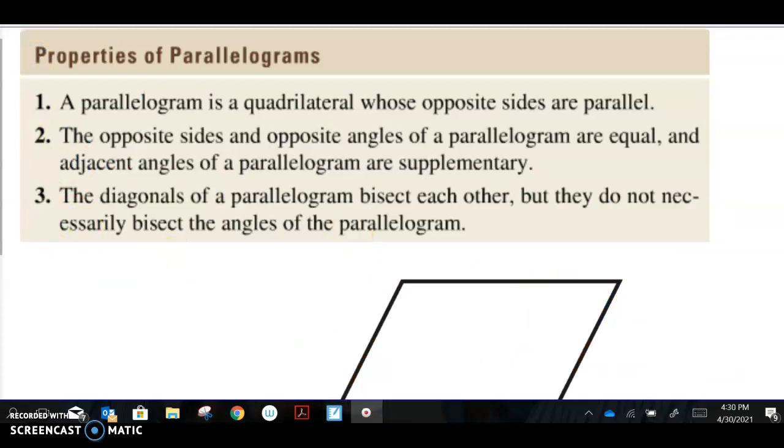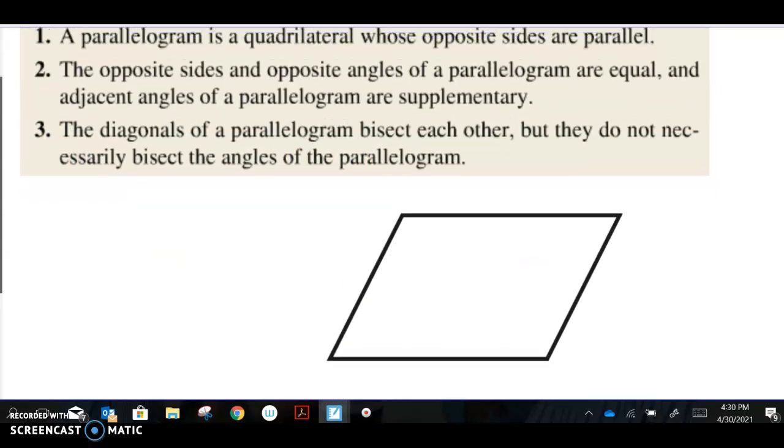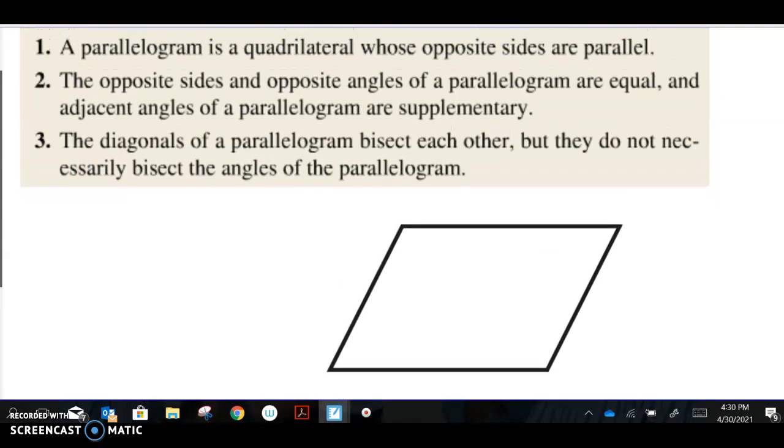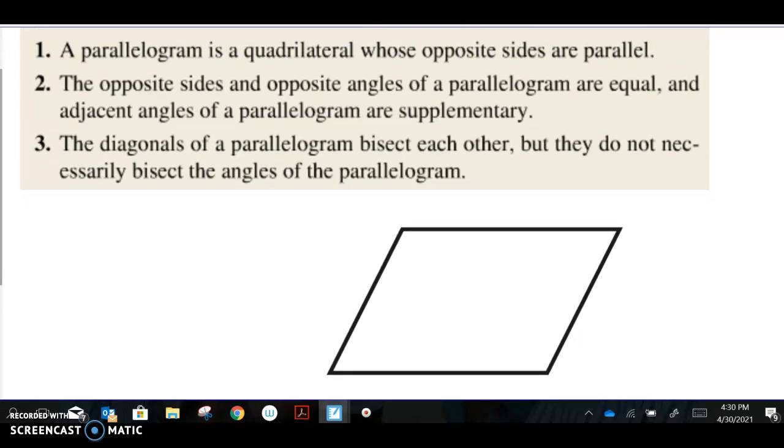Going back to that idea of adding two vectors by drawing a parallelogram, just a reminder of some of the parallelogram properties. The main thing is we're not bisecting the angles when we draw this diagonal, but remember opposite sides are equal.